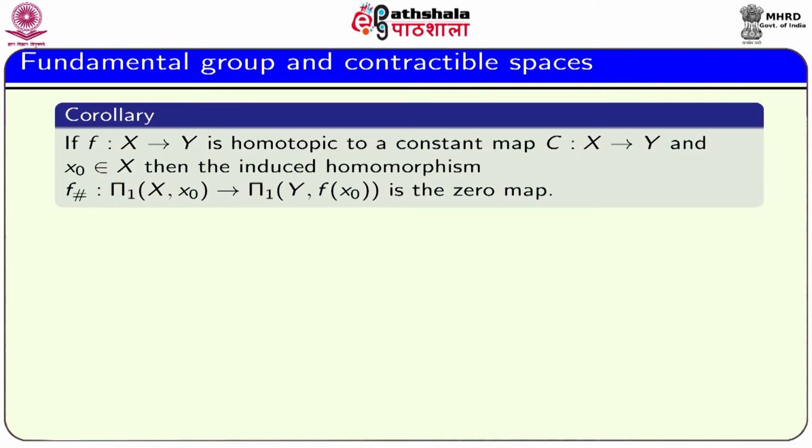Now, from this theorem we get a corollary that if f is a function from X to Y which is homotopic to a constant function c from X to Y, and if I take any point x0 from capital X, then the induced homomorphism f sharp between the fundamental groups pi 1 X, x0 and pi 1 Y, f x0 is the 0 map.